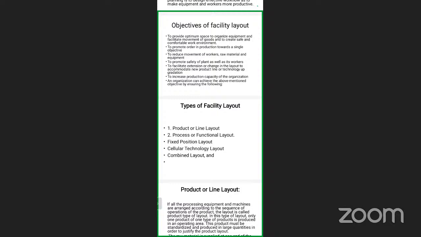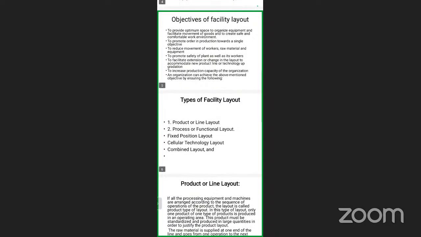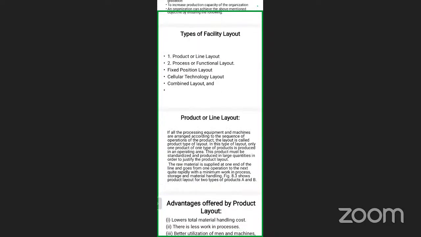These are the line product or line layout. Second one is the process or functional layout. Third one is the fixed position layout. Next layout is the cellular technology layout and combined layout, right? Yes, sir. First is the product layout. What is product layout? You tell me.